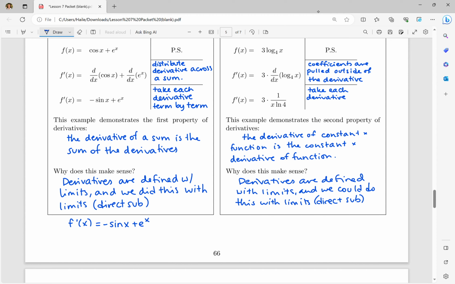So for the second derivative, I'm just going to write f double prime of x, and I'm going to repeat the process that I did for the example. So we can think about taking the derivative of this function one term at a time. So the derivative of negative sine of x will be negative cosine of x, and the derivative of e to the x will be e to the x. So our second derivative is negative cosine of x plus e to the x. Okay, so that's all there is to it. So if you wanted to do a third or fourth or fifth derivative, you just keep repeating that process and adding primes to the notation.